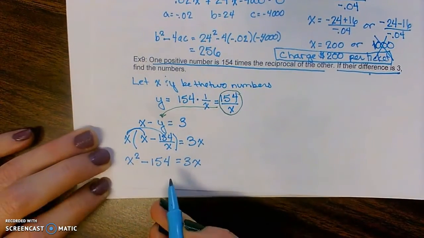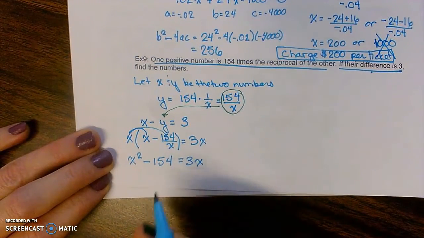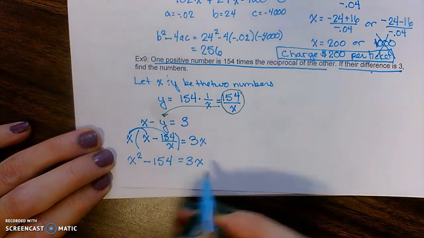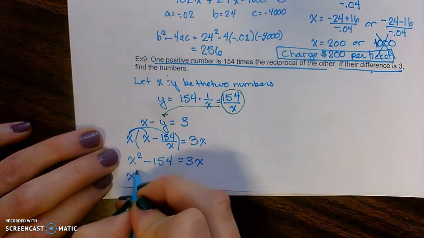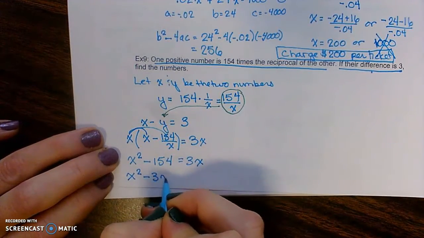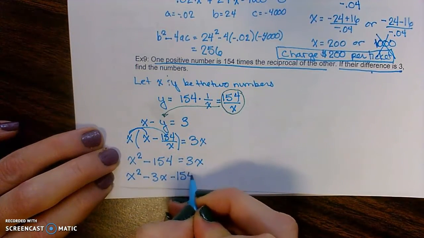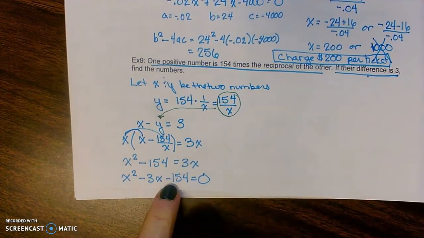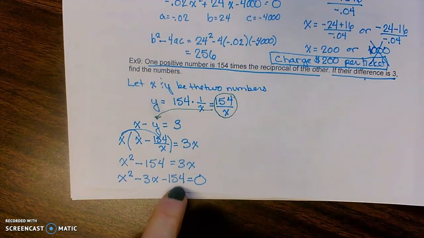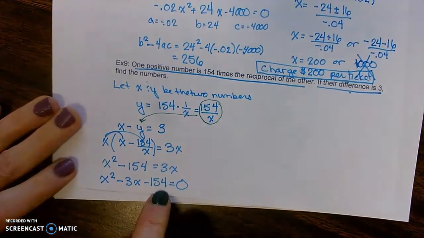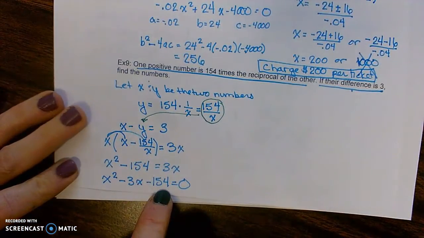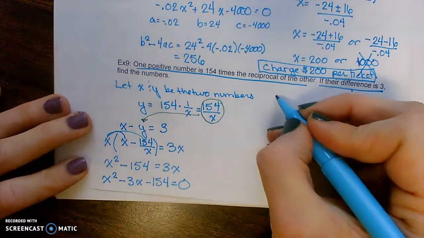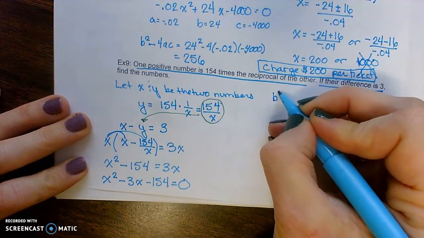Now you should notice that this is a quadratic equation. I'm going to subtract 3x from both sides to bring this term to the left. You get x squared minus 3x minus 154 is equal to 0. All right, now if you want to, you can factor it. I can't think of the factors of 154 off the top of my head, so I might use the quadratic formula instead.